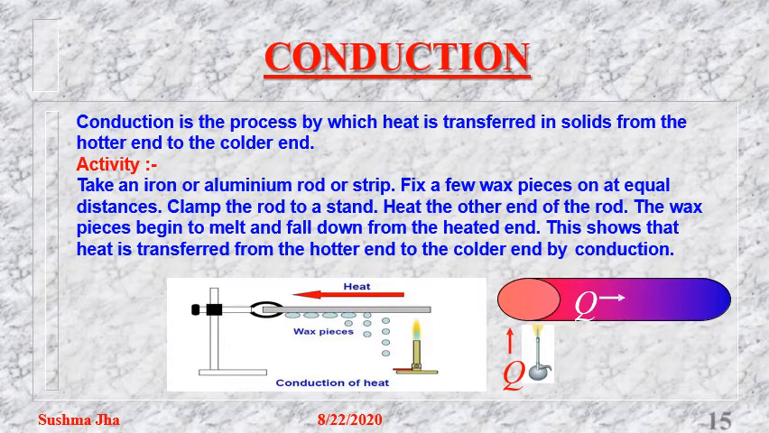Now, conduction is the process by which heat is transferred in solids from the hotter end to the colder end. So, to look at the process, let us see the activity. Take an iron or aluminium rod or a strip. Fix a few wax pieces at equal distances. Now, clamp the rod to a stand. Heat the other end of the rod. The wax pieces begin to melt and fall down from the heated end. This shows heat is transferred from the hotter end to the colder end by conduction.